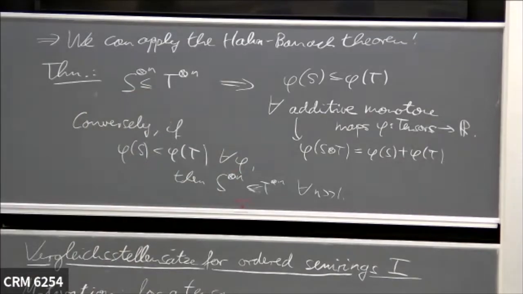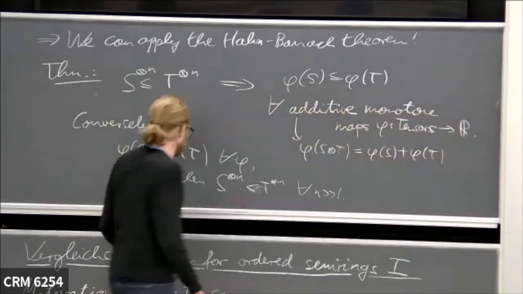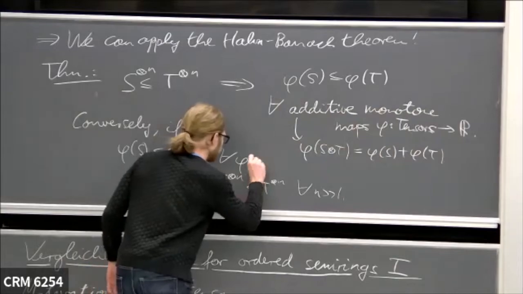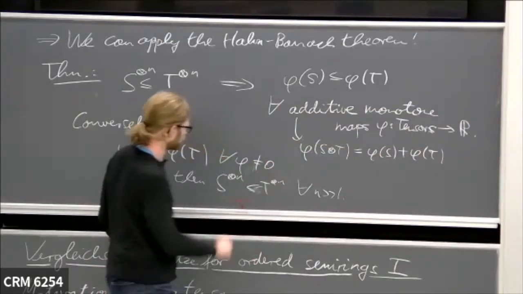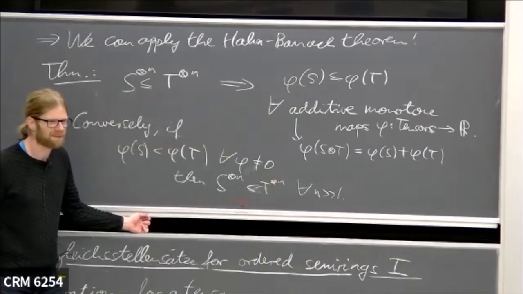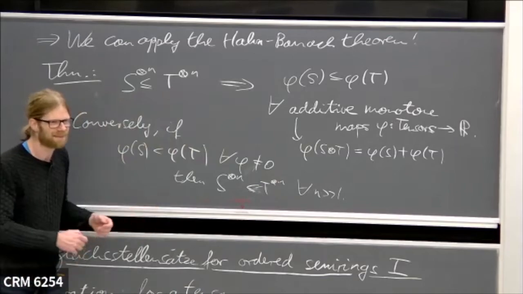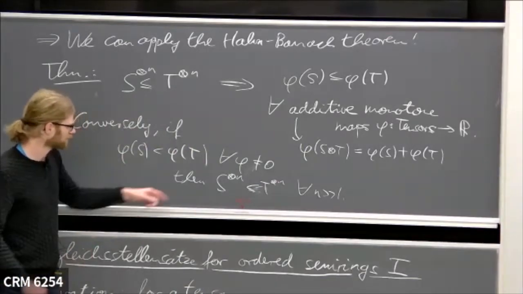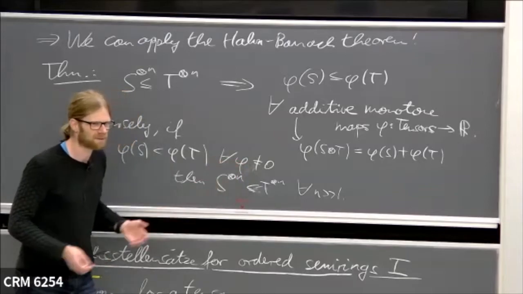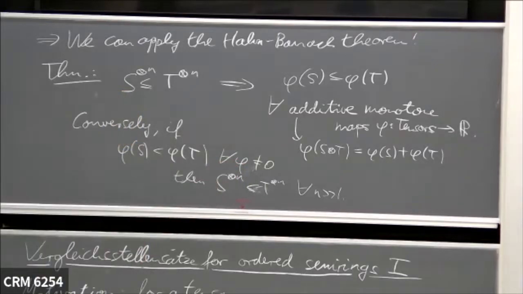Yep. You said some kind of non-triviality of this phi, or some normalization? Otherwise I could take the zero map. Yes, right, sorry. For all non-zero phi. Basically, I'm assuming that there is an order unit in the ordered commutative monoid, and then we can normalize on the order unit. But as was already pointed out, this kind of thing is actually not all that useful. So this is difficult to apply.